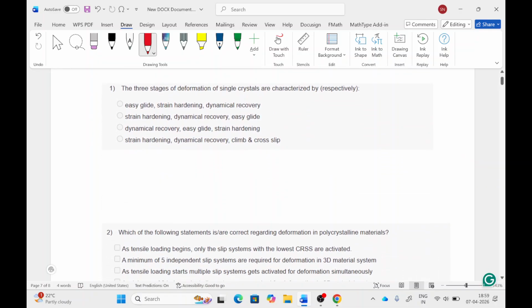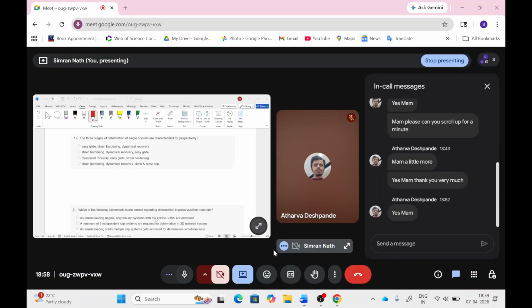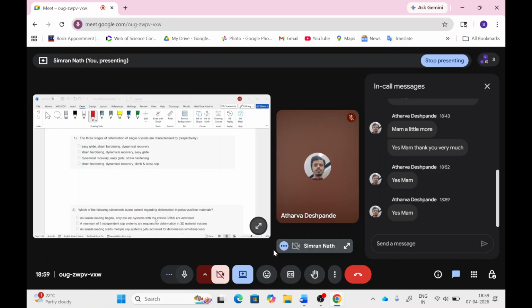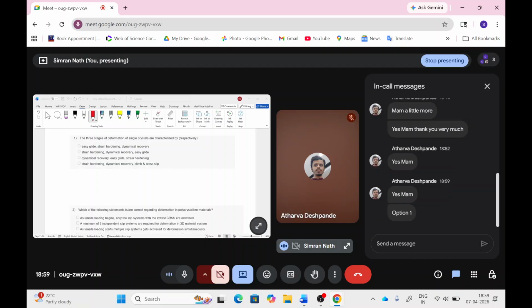Okay, so can you see the questions? Okay. So the first question says the three stages of deformation of single crystals are characterized by option one. Yeah, easy glide, strain hardening, and dynamic recovery.